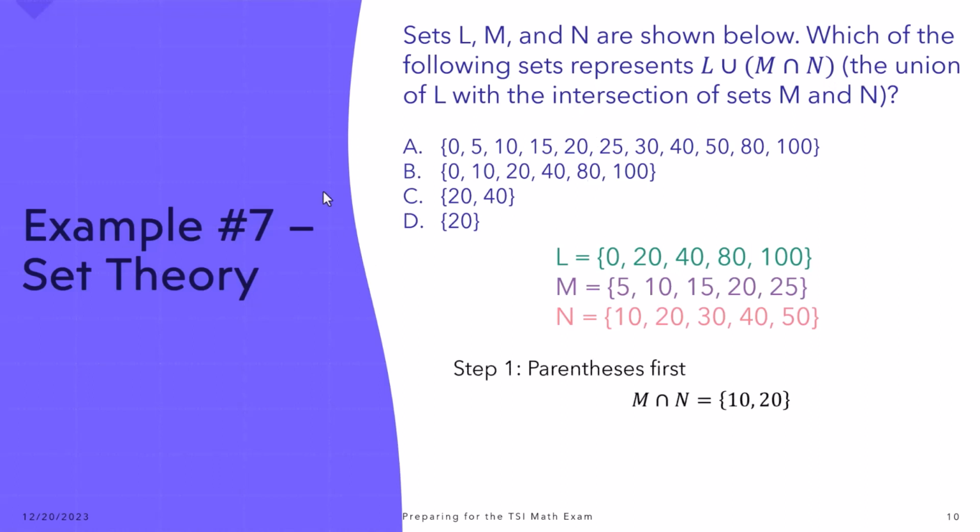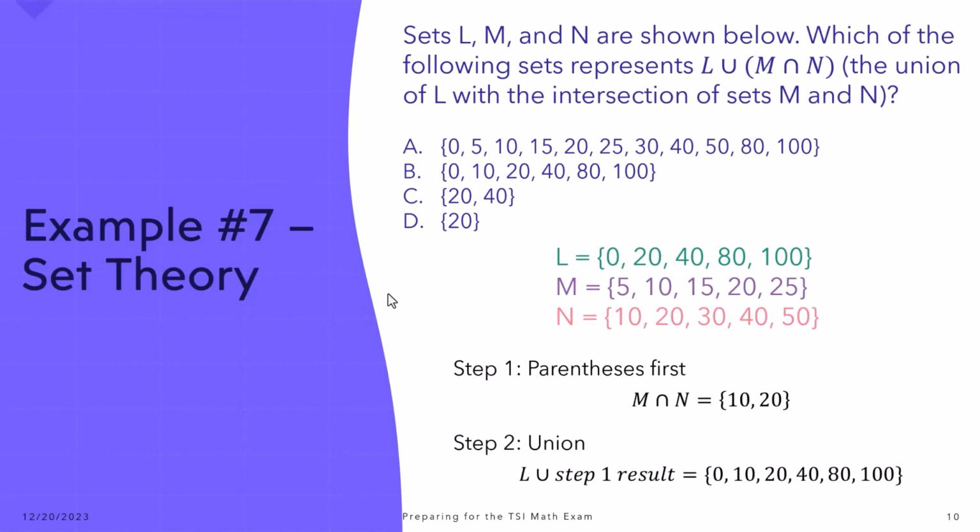So the first step here is to do what's inside the parentheses, and that is set M intersected with set N. So intersection, when you look at sets, means that the number has to be in both of the sets to be part of the intersection. If we look at M and N, M has the numbers 5, 10, 15, 20, 25, and N 10, 20, 30, 40, 50. The only numbers that are in both sets are the 10 and the 20. So that's the intersection between set M and set N.